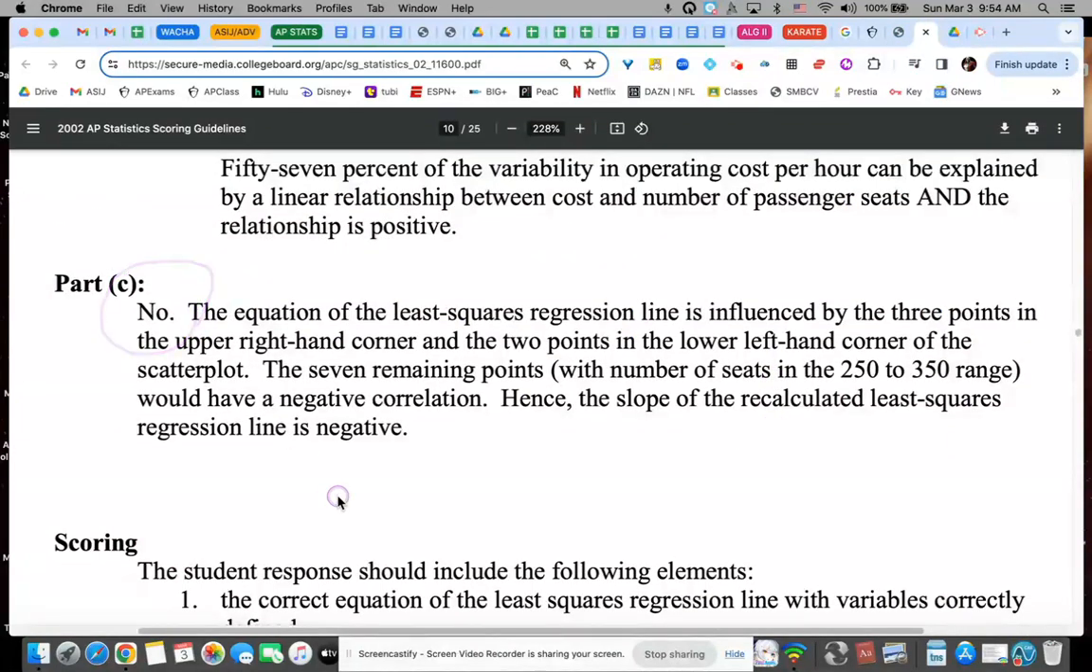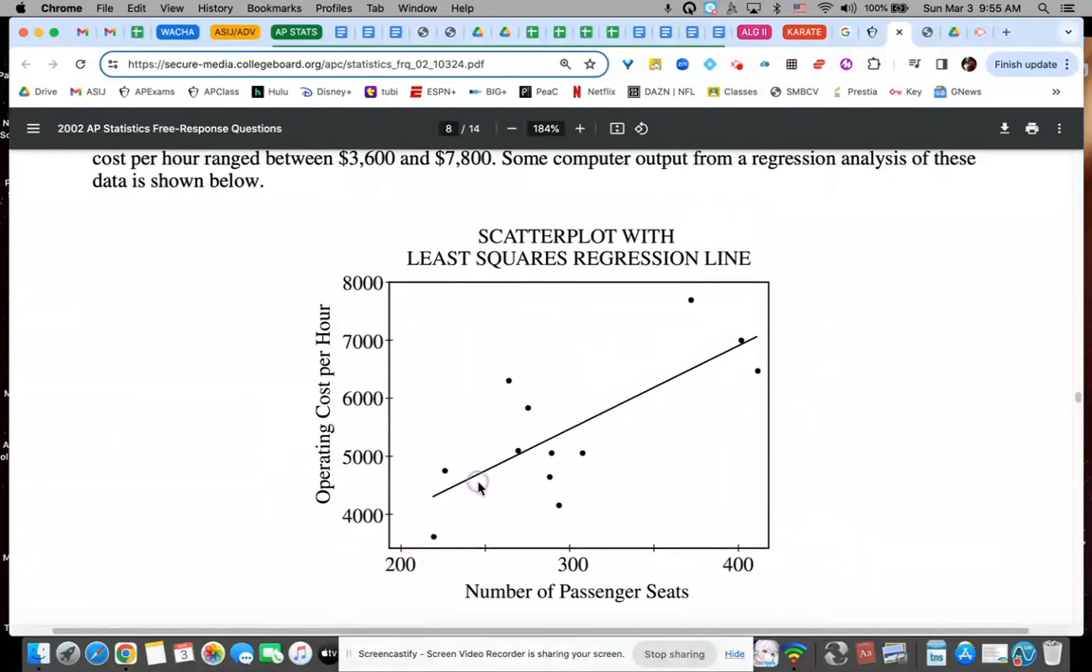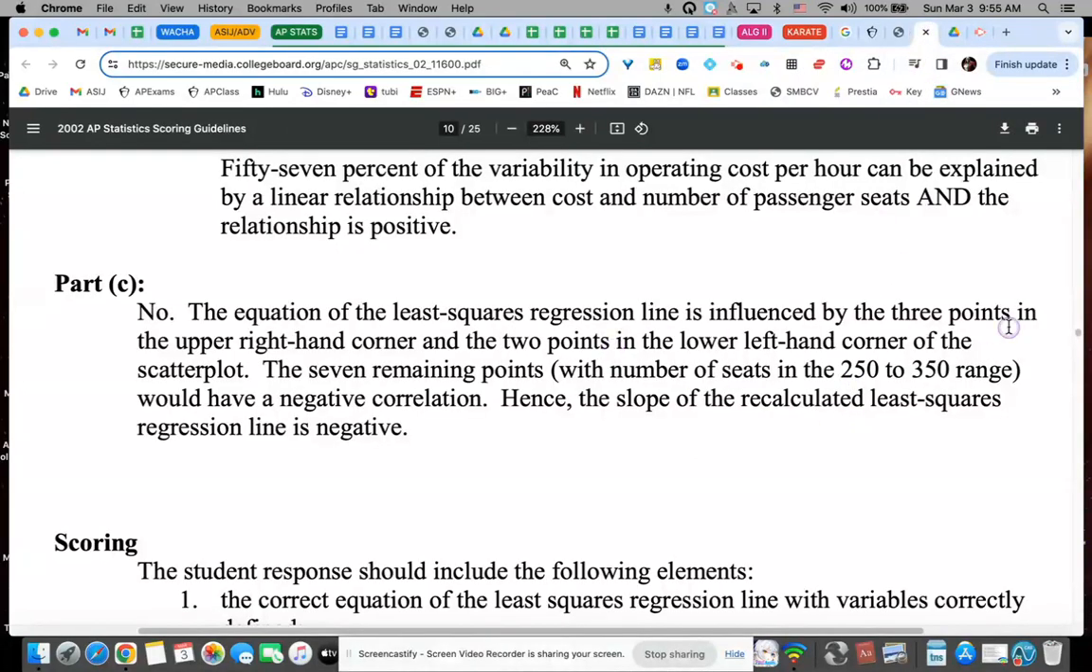That's important. You can't just go right into it because then it's not clear to the reader whether you say yes or no. The equation of the least squares regression line is influenced by the 3 points on the upper right and the 2 on the left. So that's exactly what I would say. I'd be saying something about how it looks like there's 3 groups going on. 1, 2, 3. This is the middle group. The regression line is being influenced by all the points, when really we just want the ones in the middle. Right? So that's what they're saying. The 7 remaining points, the ones in the middle, would have a negative correlation, and I would make sure I say it's negative.